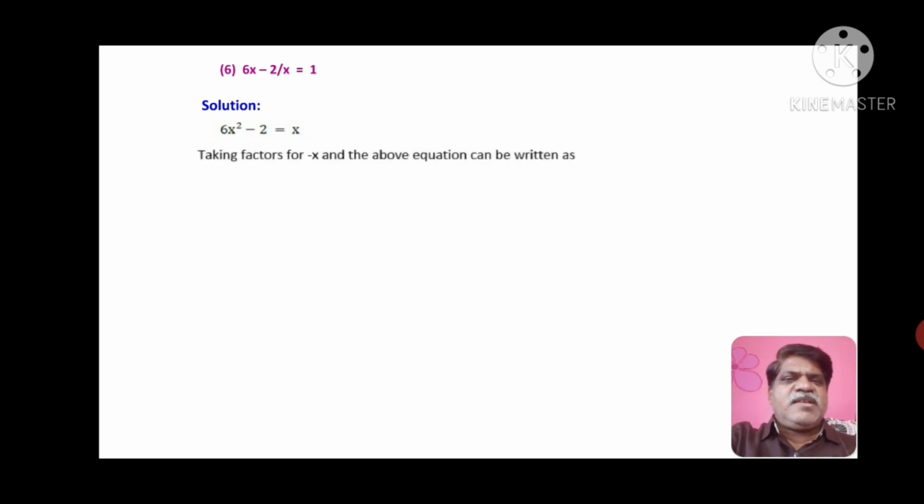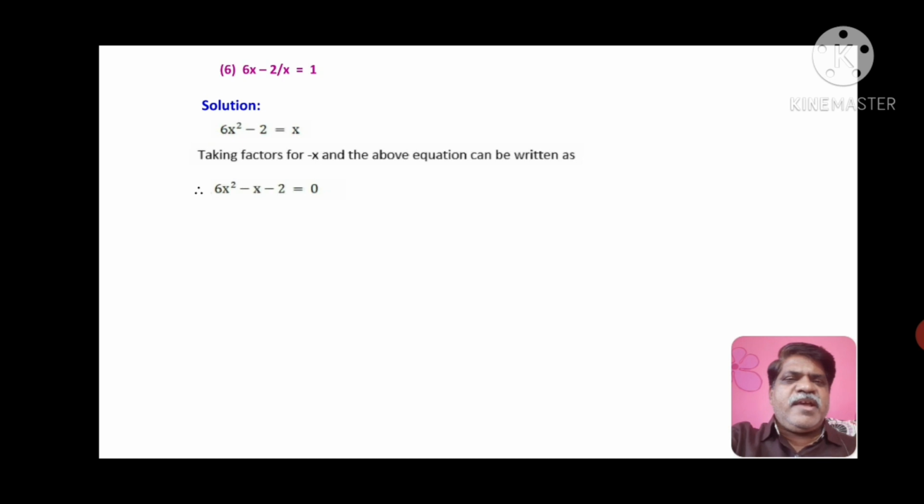Number 6, 6x minus 2 upon x is equal to 1. At the denominator there is an x, so we will start the solution. We will write first the given equation. X is multiplied to both the sides, so we get 6x square minus 2 is equal to x. So friends, we will now factorize this. How? X brought to this side will become 6x square minus x minus 2 is equal to 0.